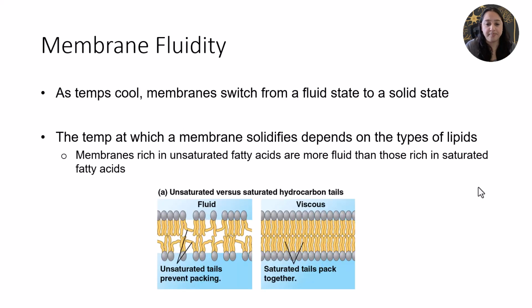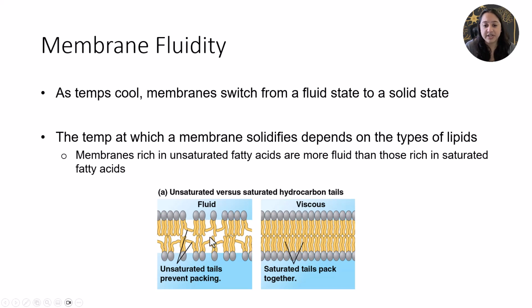So, temperature can make a difference in the fluidity of membranes. As temperatures cool, membranes tend to switch from a fluid state to a more solid state. And the temperature at which a membrane solidifies depends on the types of lipids. So, are they saturated fatty acids or unsaturated fatty acids? That makes a difference structurally and also functionally.